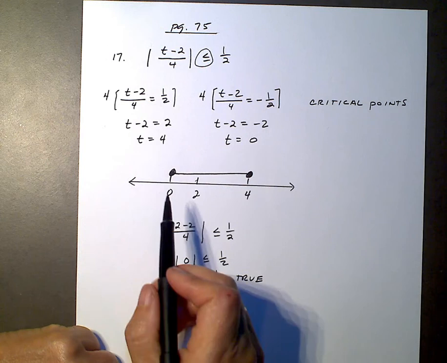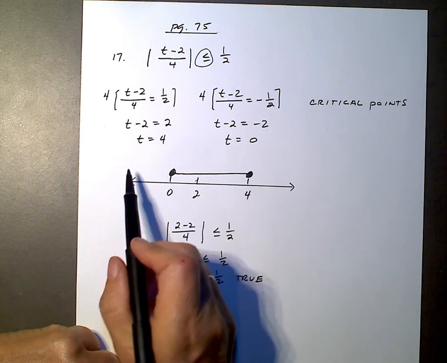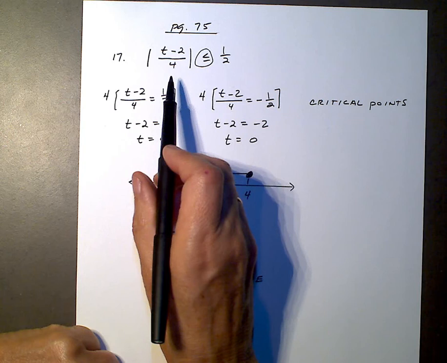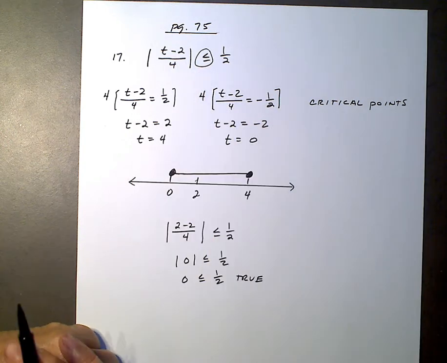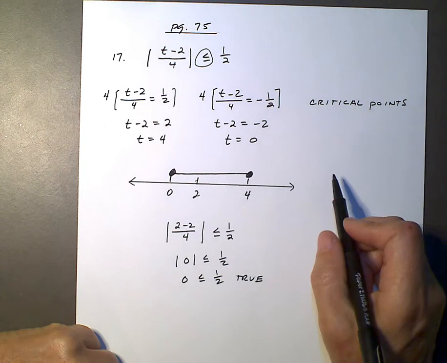and I will leave it to you to test any value to the left of 0. You can try a huge negative value, or any value to the right of 4, and it should not make the original inequality true.